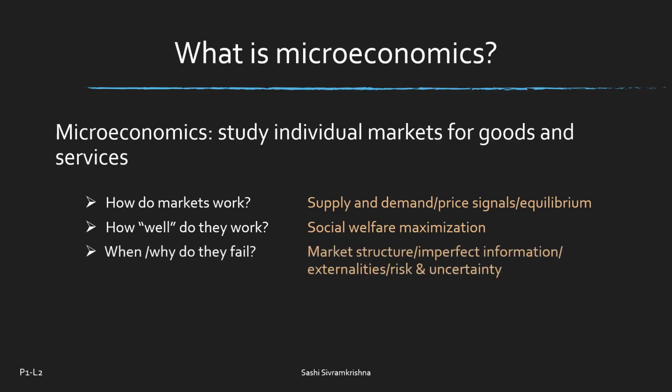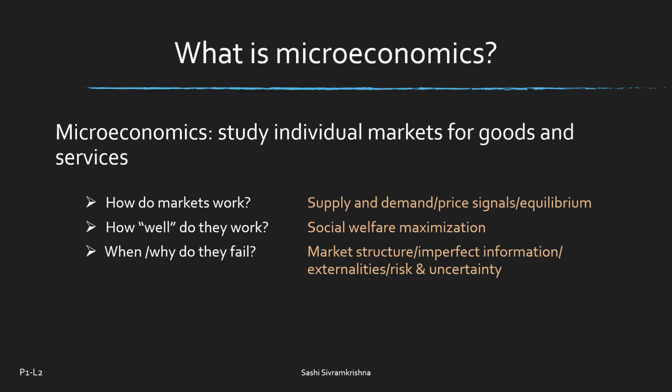The third question that we are keenly interested in is, when and why do markets fail? Here we find that there are 2 main reasons for such failure. The first is what we call market structure reasons, and the second is what we may term non-market structure reasons. Market structure reasons are when we have imperfectly competitive markets, for instance monopolies, monopolistically competitive markets, or oligopolies.